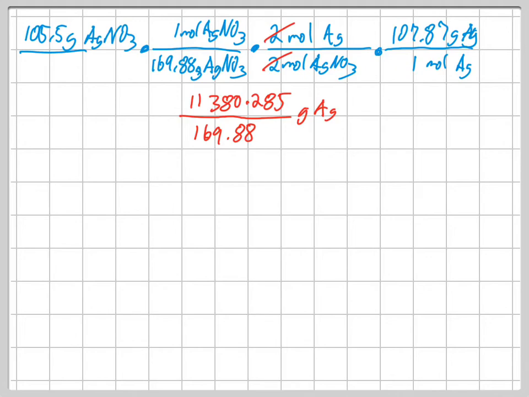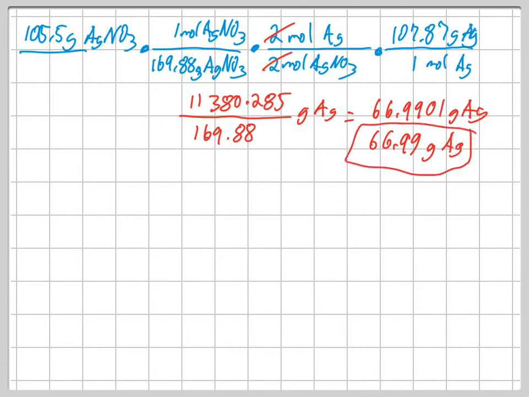So I divide that, I get 66.9901 grams of silver. 4 significant figures is the limiting factor there, so we get 66.99 grams of silver. And that is how much is produced.